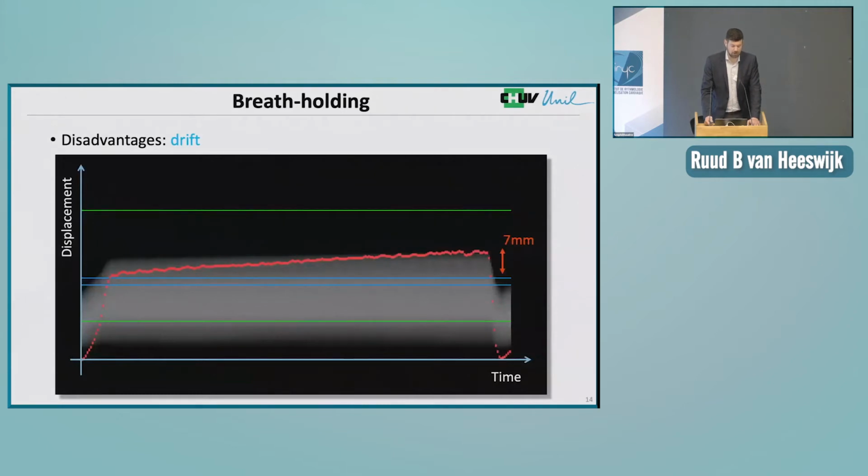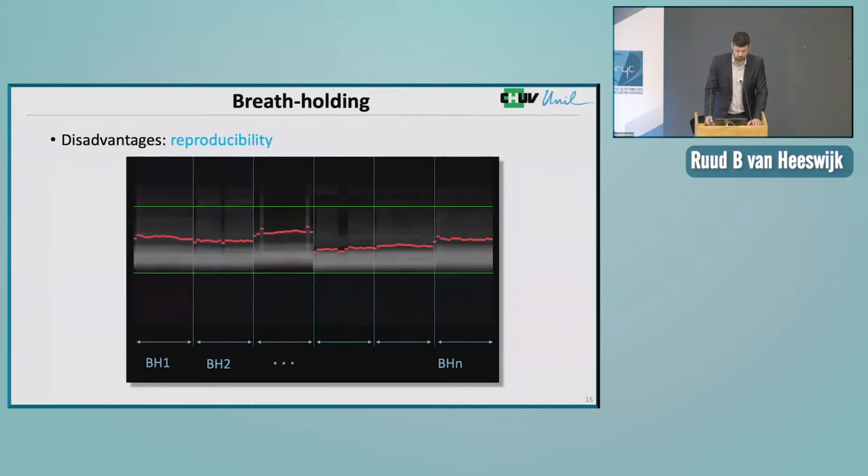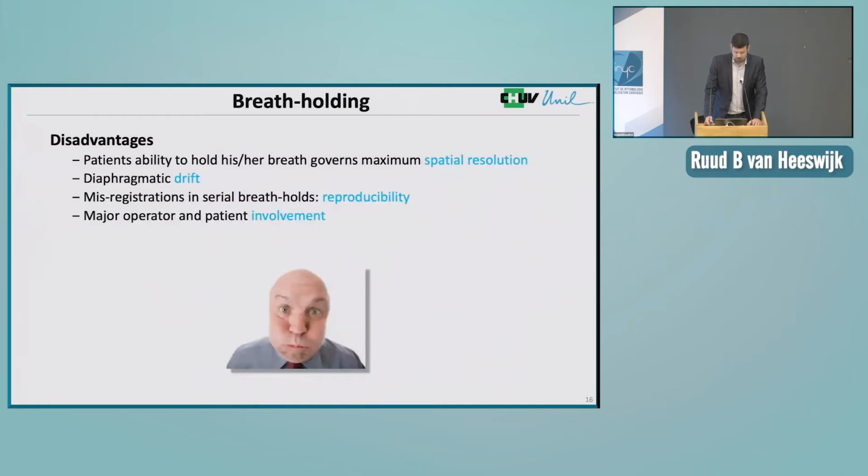However, breath holding has some disadvantages as well. You can see the drift here over a single breath hold. It has some repeatability problems. Here you see a scan that consists of multiple breath holds, and these don't really align. So then your images also don't really align. And so it has some disadvantages as well.